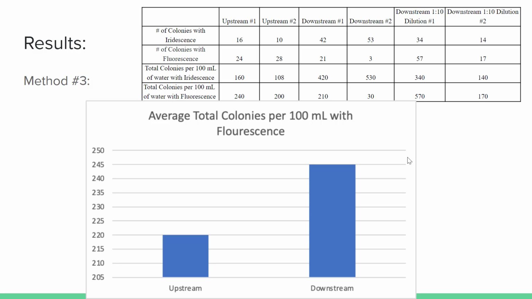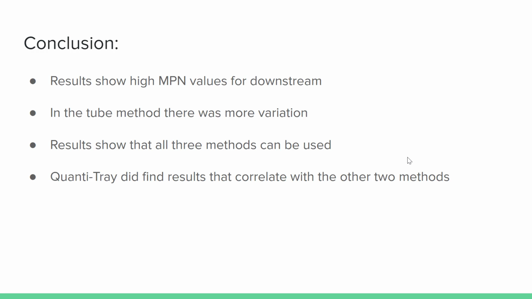And conclusion. Results show high MPN values for downstream. So in all three methods, all of them indicate that downstream has the highest MPN value for how much E. coli is present in the water samples. And plus, upstream also has high MPN values of E. coli because you could detect them, but even more so in downstream. And keep in mind, the water samples were taken in a river next to a water facility, both upstream and downstream. And then in the tube method, there was more variation.